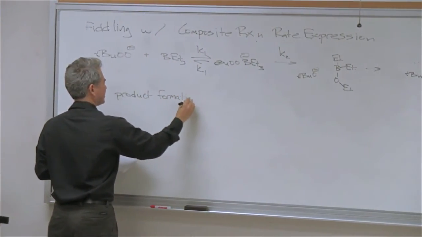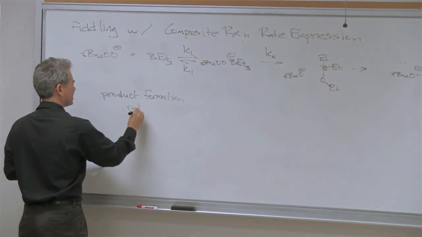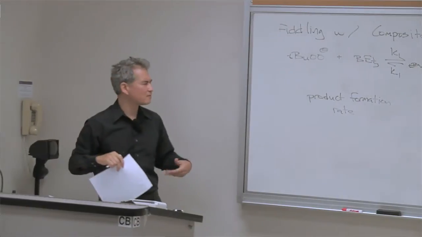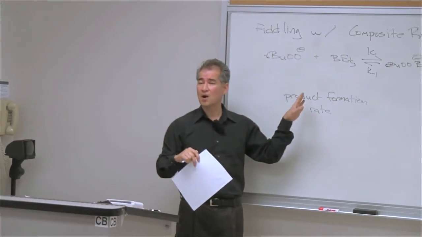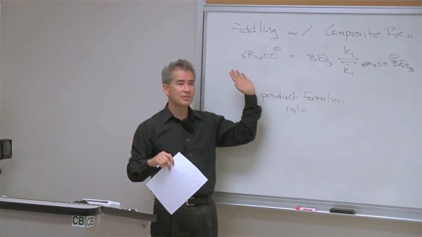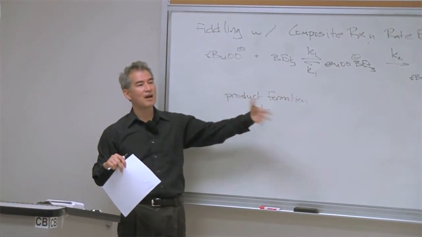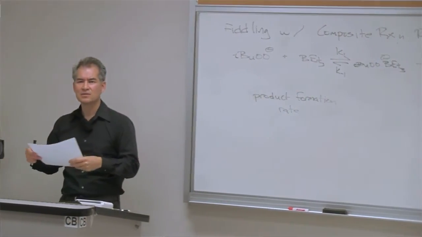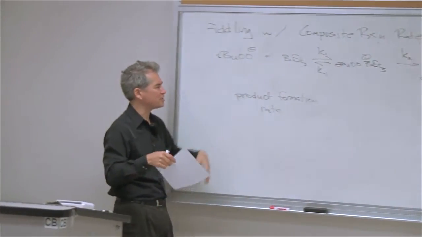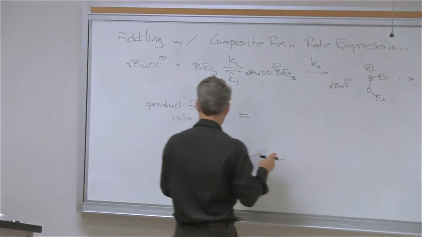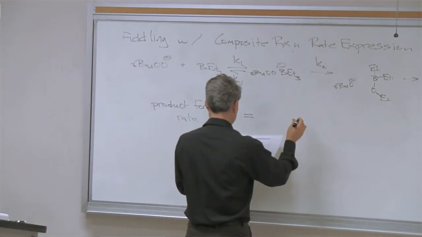And I'll be really picky here and I'll say, what kind of rate am I talking about? I'm not talking about product disappearance or starting material disappearance rate. I'm talking about product formation rate. Usually those are equal, not always. Sometimes starting material rapidly disappears and turns into some intermediate, and then it just sits around and slowly turns into the product. So it's not always true that the starting material disappearance rate is equal to the product formation rate. And I'm just being picky here.